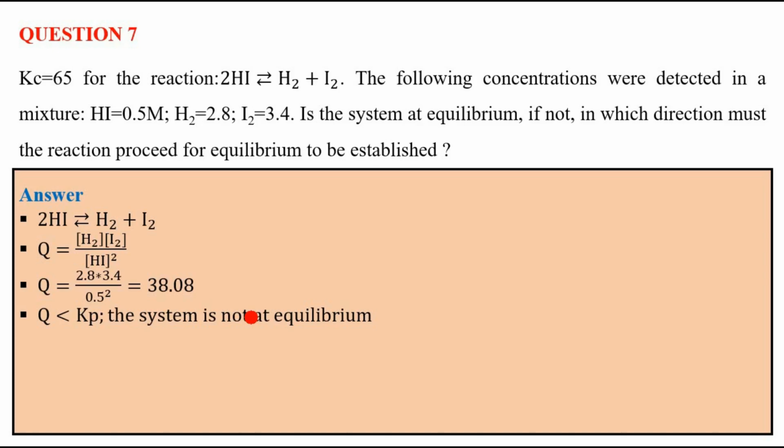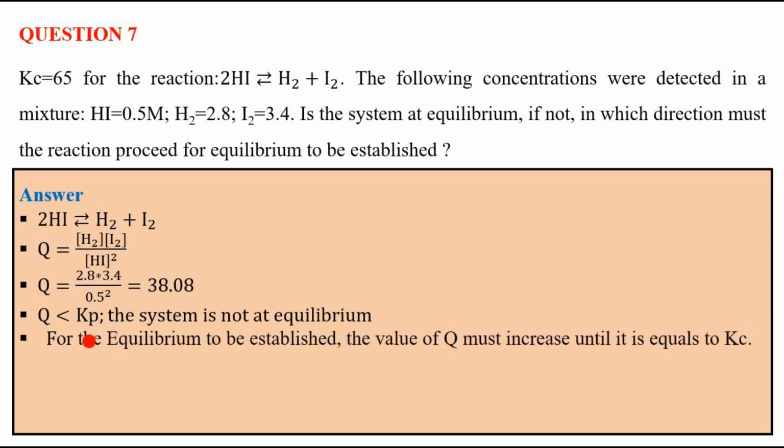So the system here is not at equilibrium because the reaction quotient is less than the equilibrium constant. If the Q is higher than the equilibrium constant, again, the reaction is not at equilibrium. A reaction is only at equilibrium when the reaction quotient is equal to the equilibrium constant. Now they are asking in which direction. That means if the reaction is not yet reaching the equilibrium, the reaction will proceed to form the product until the equilibrium is reached. For the equilibrium to be established, the value of this one has to increase so that it is going to be equal to 65.